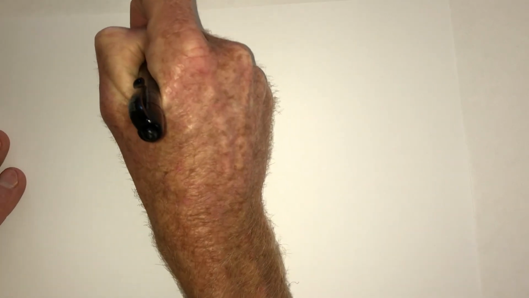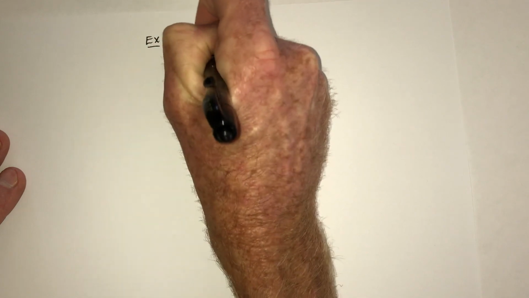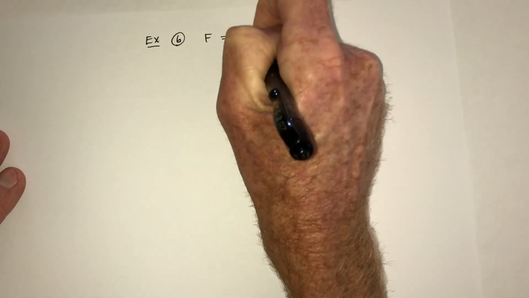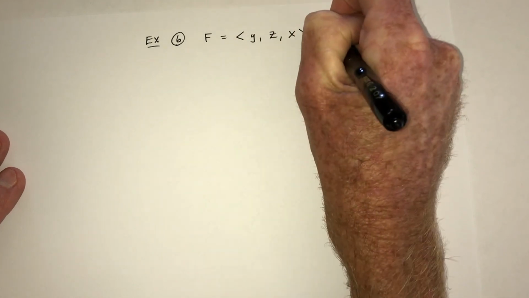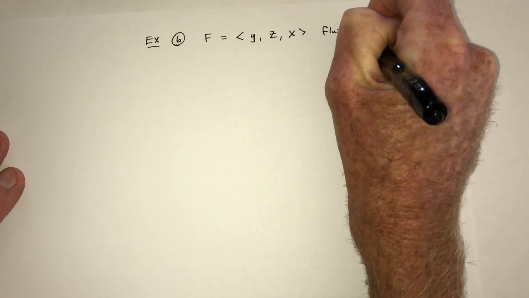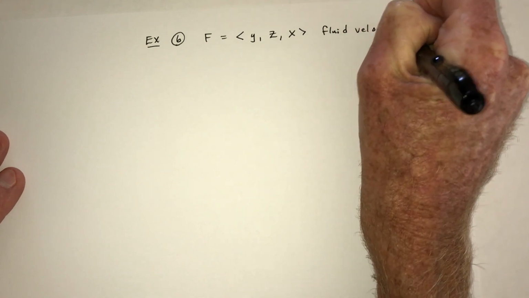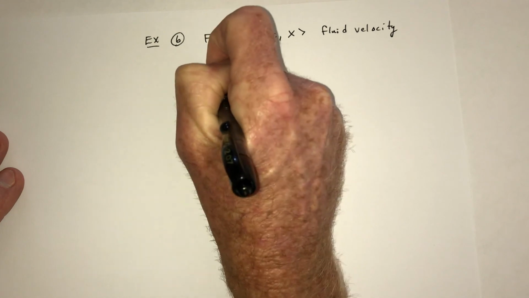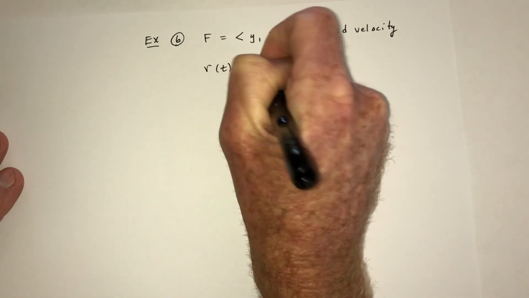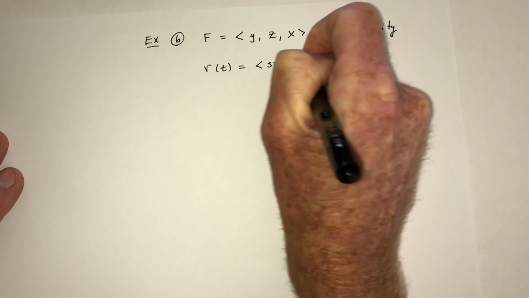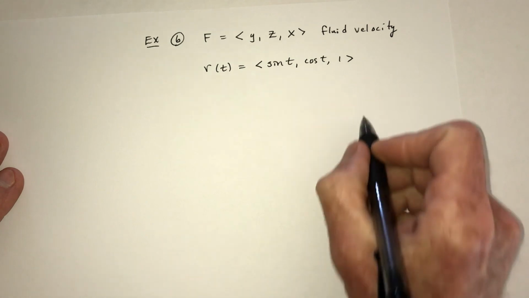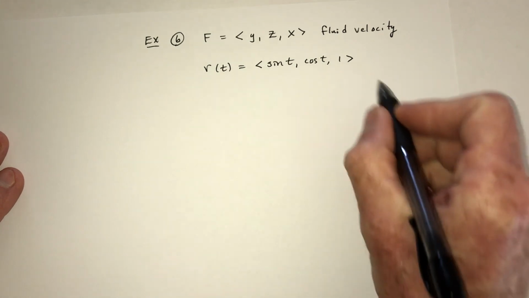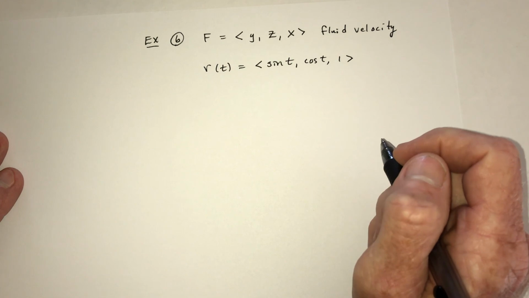So for example, number 6, and I'm going to keep the function fairly simple. So capital F is y comma z comma x. That's giving the fluid velocity. And then the path that we're concerned with is a circle. So that's going to be sine of t, cosine of t at a height of 1. So basically just go up on the z-axis, a height of 1, and then have it make a circle.